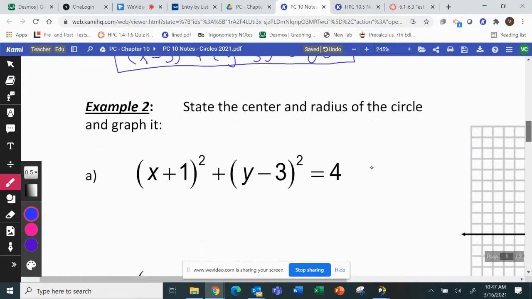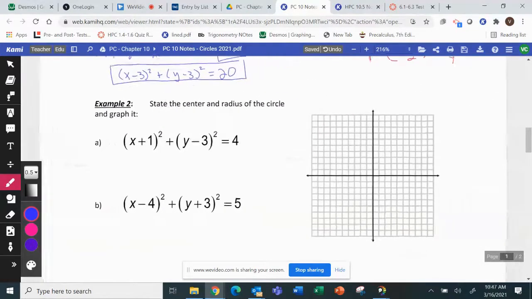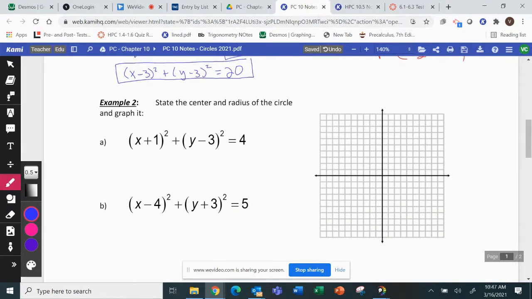All right, these next two are just taking an equation and graphing it. And I'll just give you some hints. First of all, the center for question A is, where is it, Daniela? The center for question A. Yep, negative 1, 3. So I'll go find negative 1, 3. There's my center.